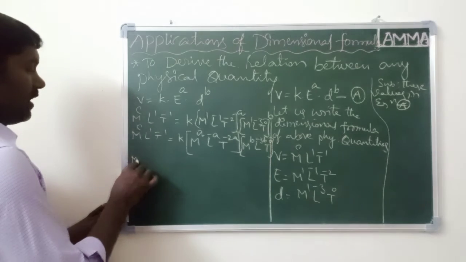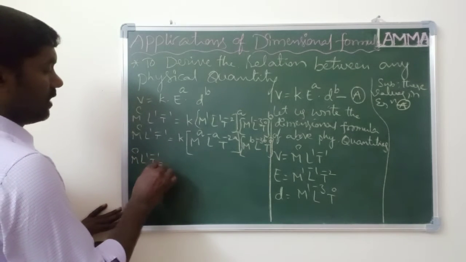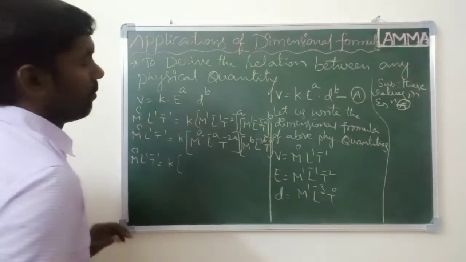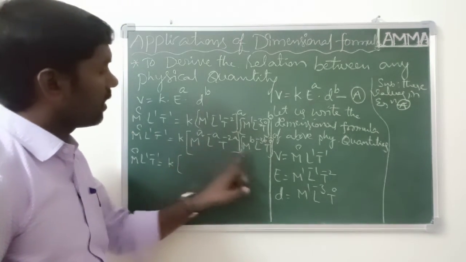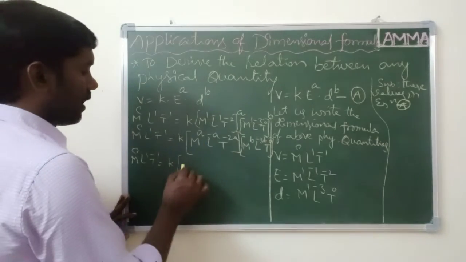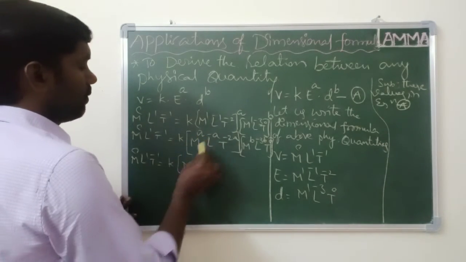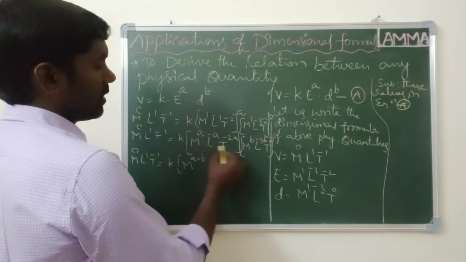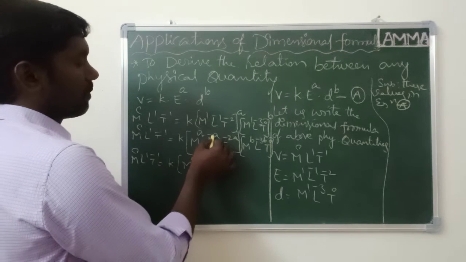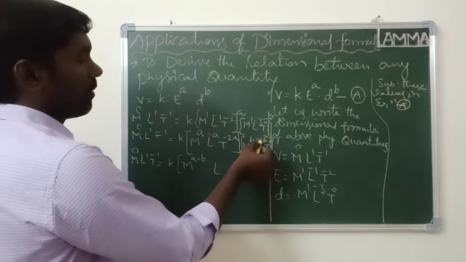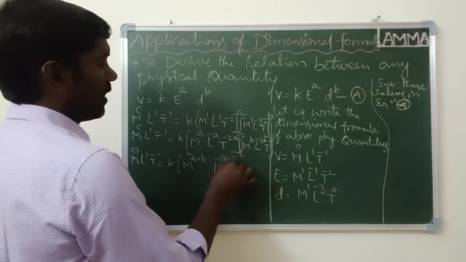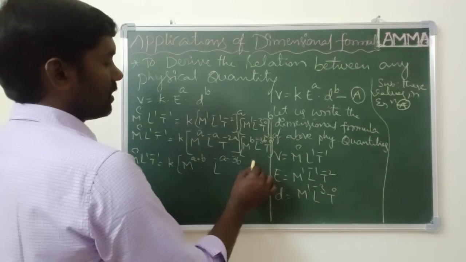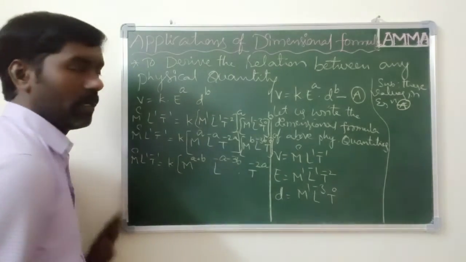Then M⁰L¹T⁻¹ equals k into, students, let us multiply these things because of the M^a and M^b here. The bases are the same, so we have to add the powers: M to the power a plus b. Bases are the same, powers we add: length L to the power minus a and minus 3b here, minus a minus 3b, into T to the power, here minus 2a is there, here 0 is there. Minus 2a plus 0 is equal to minus 2a.